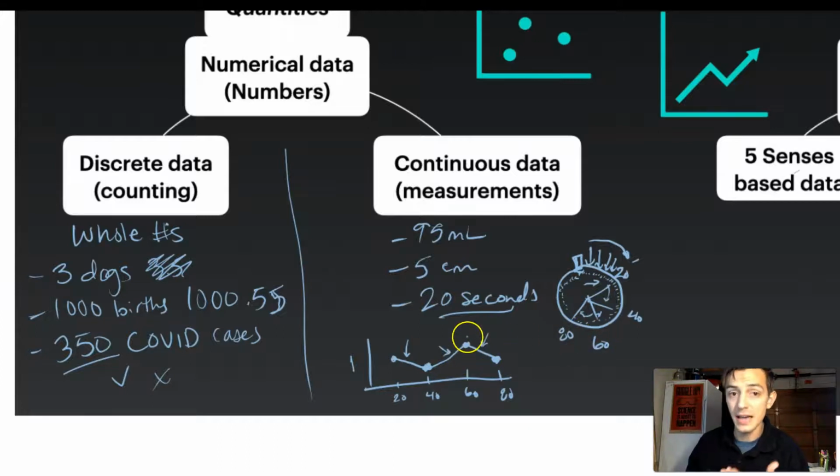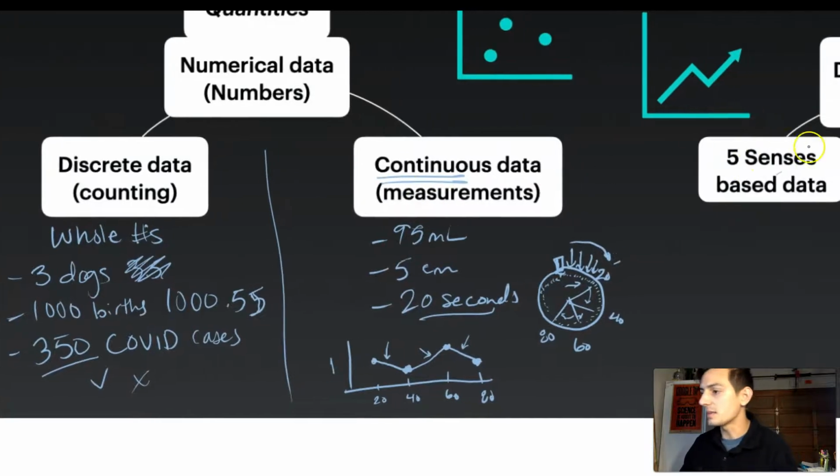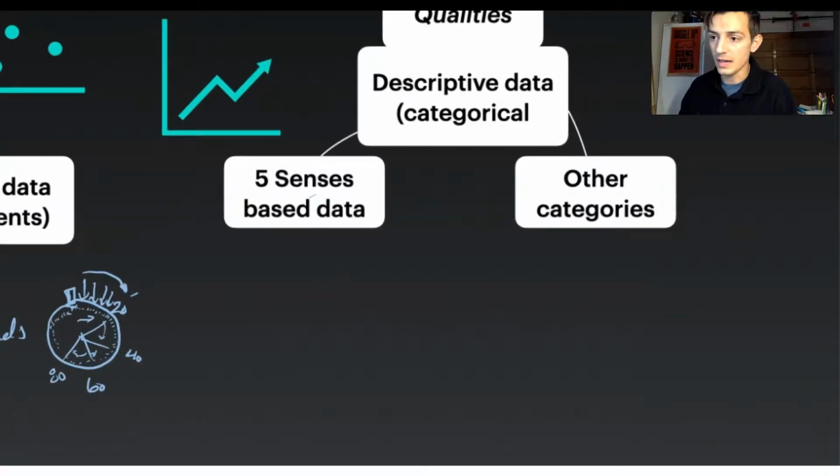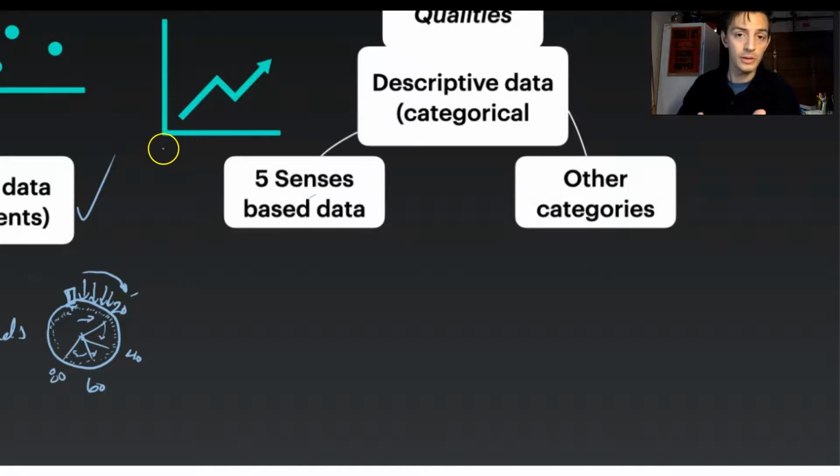So continuous data is very, very important and helpful, and it's some of the best, highest quality data that you can take. But this doesn't mean that the other types of data aren't valid or good. Discrete data, sometimes that's all you can do. Continuous data, that's what we do. That's why we use good tools and good measurement techniques.